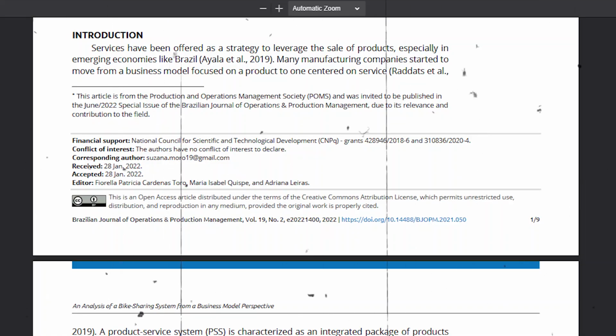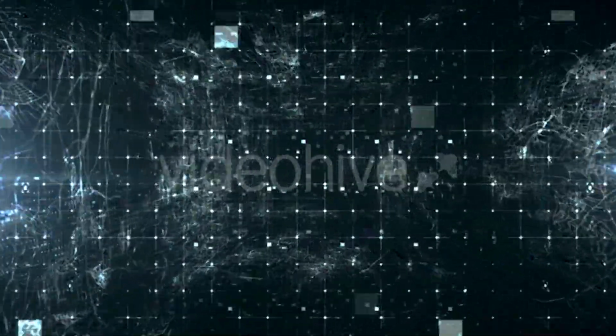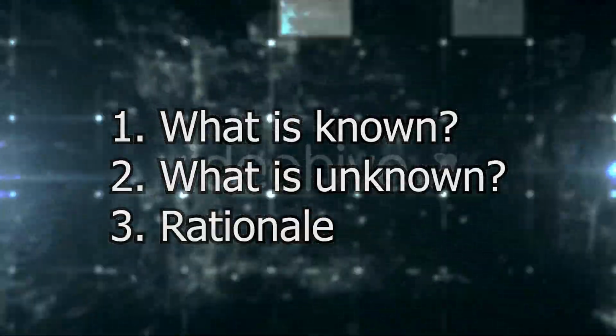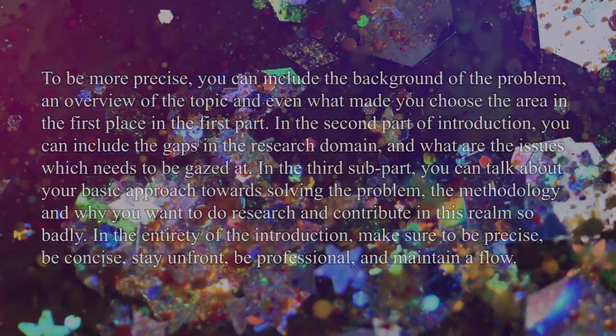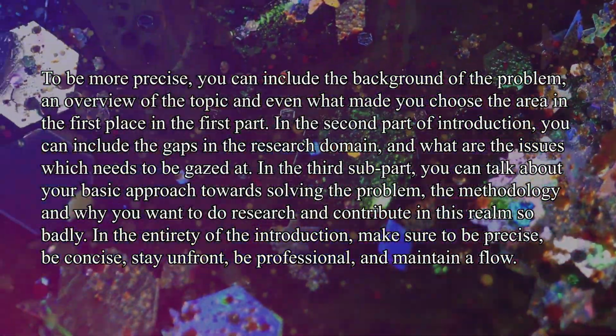The fifth part is the introduction, where you broadly talk about three things: what is already known in this field, what is unknown, and how you choose to address the problem, or what should be the approach according to you, and also your rationale. To be more precise, you can include the background of the problem, an overview of the topic, and even what made you choose the area in the first place.